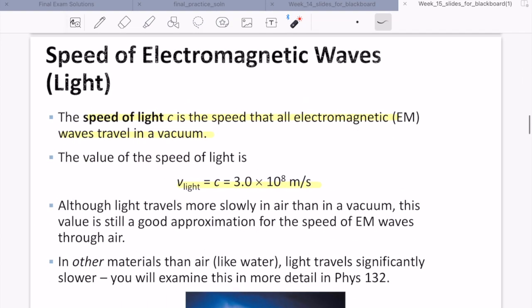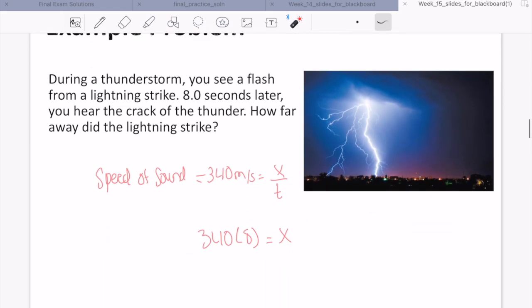Speed of light is 3 times 10 to the 8 meters per second. That's another constant. It's probably going to be on your equation sheet. There's not really much that you have to know on this slide other than that.